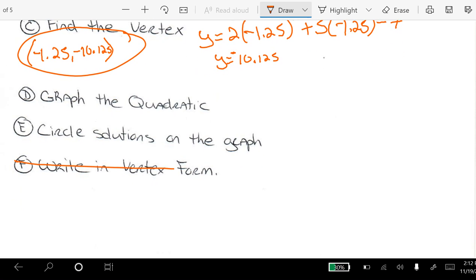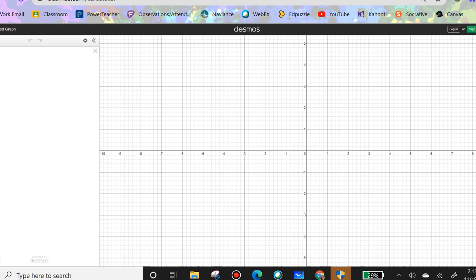We are not doing any vertex form, so don't worry about that. So I'm just going to open up the graphing calculator app and show you guys what this is going to look like quickly, just because I'm not going to graph this one, at least not here. All right, guys, so here we are in Desmos. We're just going to type the equation in pretty quickly.